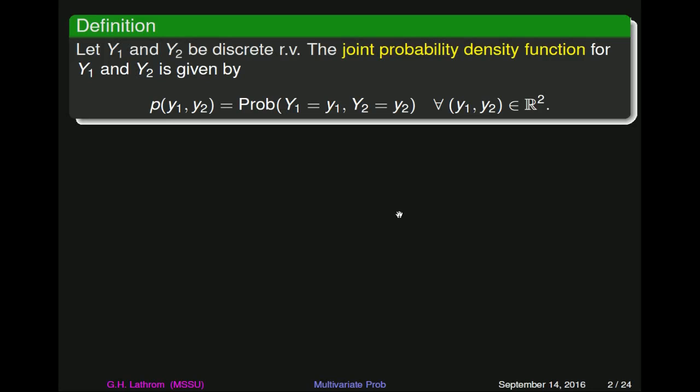So let's start off with a couple of definitions. Because we're in the multivariate case, we're going to have more than one random variable running around. So let's suppose that we have two random variables, y sub 1 and y sub 2.